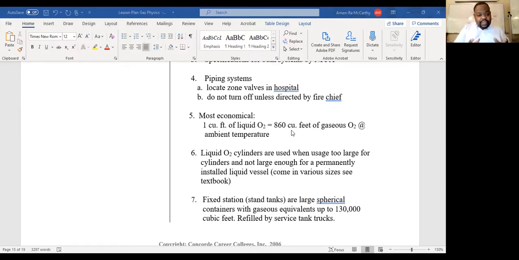Because that's what happens. It's stored as liquid and then it's heated up and transferred into gas to be pumped through the hospital. And the hospital is going to need a lot, and we don't have enough gaseous tanks to pump in. So we use liquid. We would probably have a liquid system of maybe 200 cubic feet. So 200 times 860 is 172,000 cubic feet of gaseous O2 just by having 200 cubic feet. So that's why it's so economical.